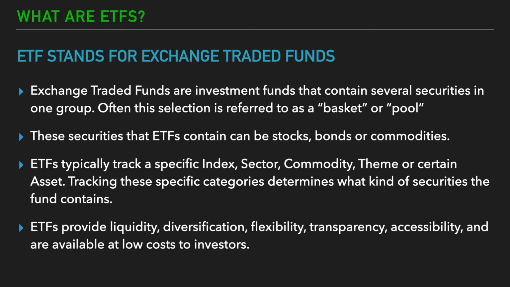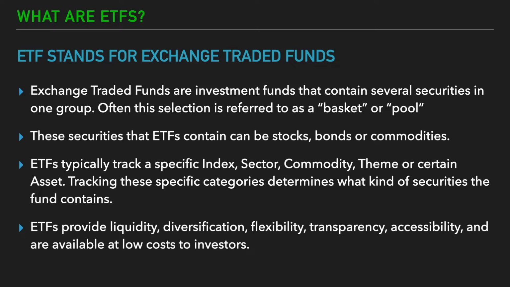And these securities that ETFs contain can be stocks, bonds, or commodities. Usually it's associated with one of those, mainly stocks or mainly bonds or mainly commodities, but you do have mixed ETFs that contain some of each. And ETFs typically track a specific index, sector, commodity, theme, or certain asset. And tracking these specific categories determines what kind of securities the fund contains.